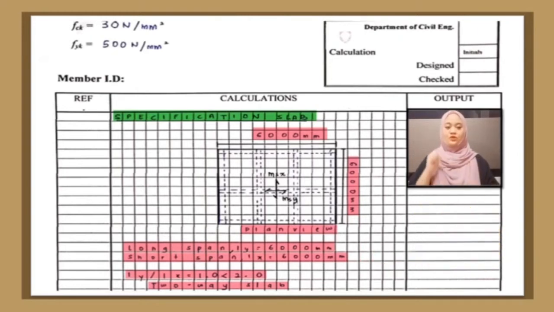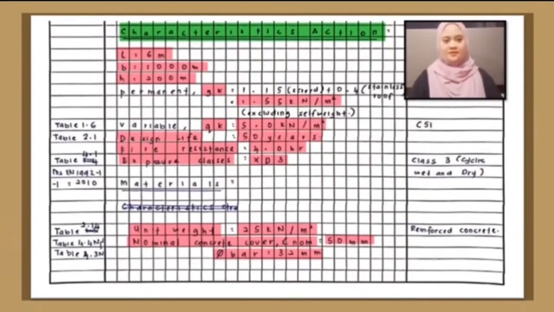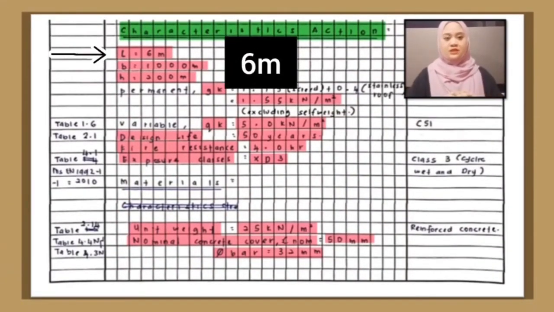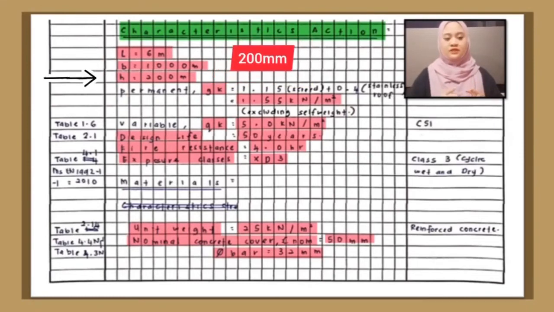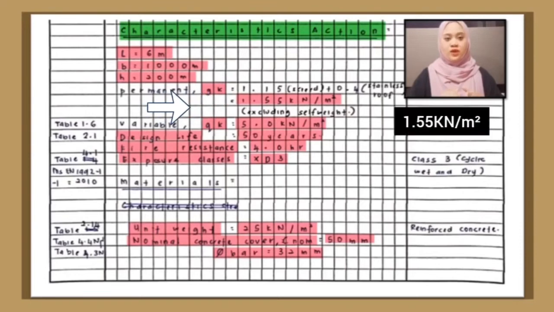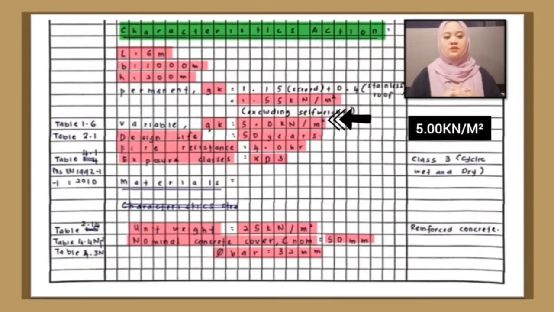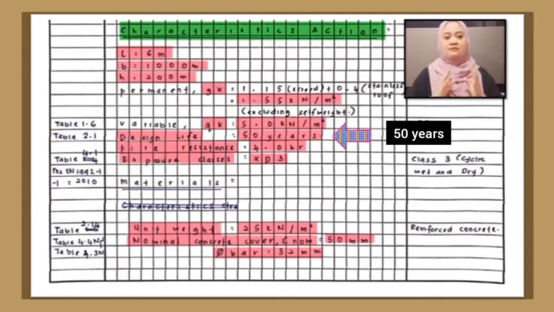How do we know whether to use a one-way or two-way slab? For our design, we use a two-way slab because the ratio is less than 2.0. LX is 6 meter, B is 1000 mm, H is 200 mm after doing L per H. Load GK is 1.55 kN per meter square. QK is 5 kN per meter square. Based on table 1.6, the design life is 50 years. Suitable based on table 2.1.